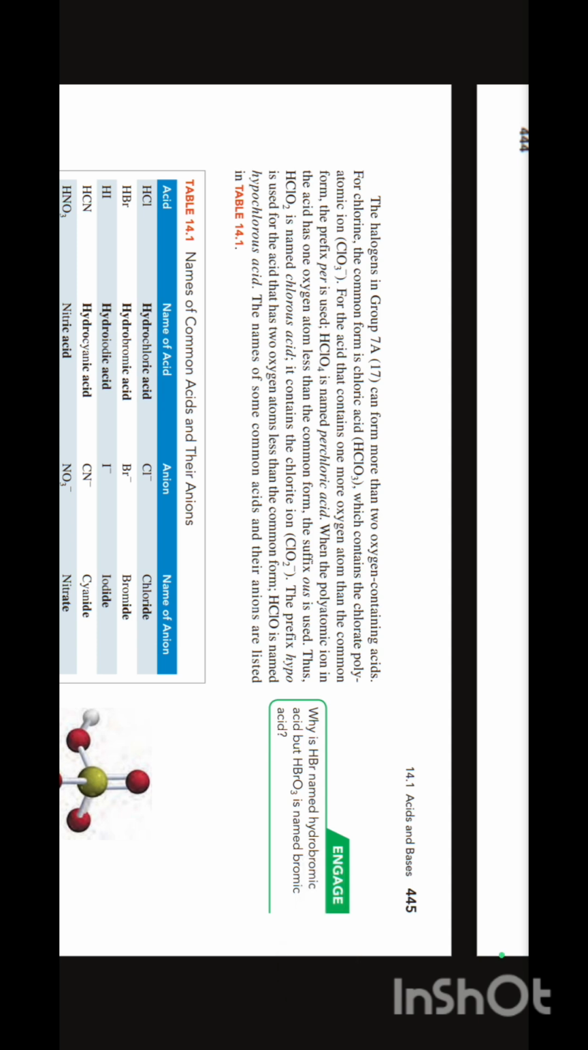For the acid that contains one more oxygen atom than the common form, the prefix per is used. HClO4 is named perchloric acid. When the polyatomic ion in the acid has one oxygen less than the common form, the suffix ous is used. Thus HClO2 is named chlorous acid. It contains the chlorite ion. The prefix hypo is used for the acid that has two oxygen atoms less than the common form. HClO is named hypochlorous acid.